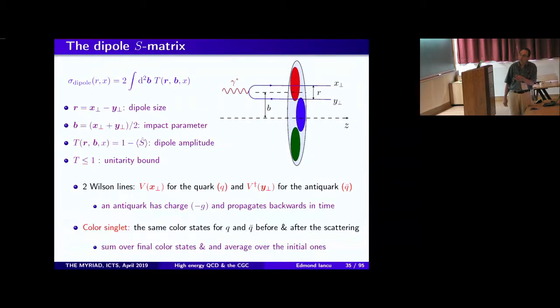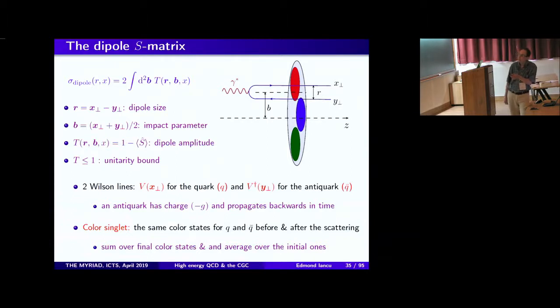That would be the imaginary part of the conventionally defined scattering amplitude, but I multiply the conventionally defined one by an i because it's purely imaginary at high energy anyway, it's purely absorptive. So T is the imaginary part of the scattering amplitude, and it's real by itself. So what is T? It's a forward scattering amplitude for a dipole with size r and impact parameter b. What is the size r? It's the difference between the transverse coordinates x and y of the quark and the antiquark, the dipole size. What is b? It's the center of mass of the dipole, so (x plus y) over 2.